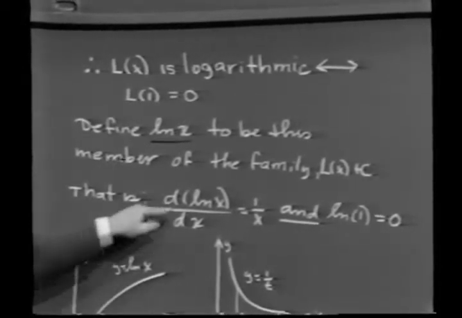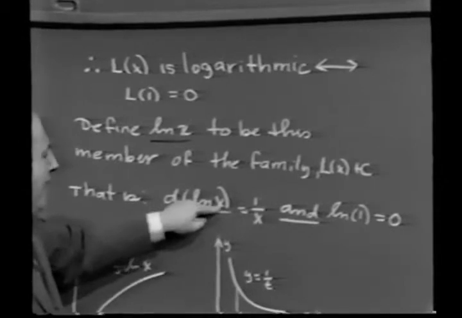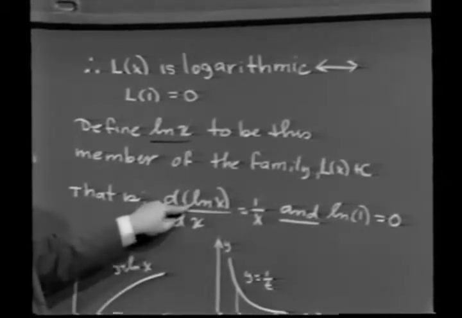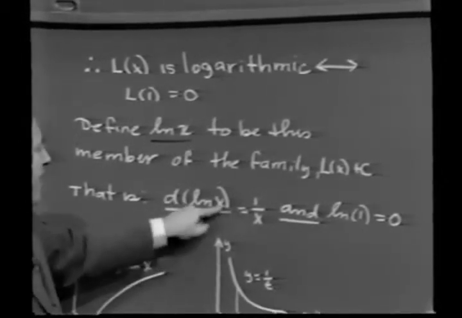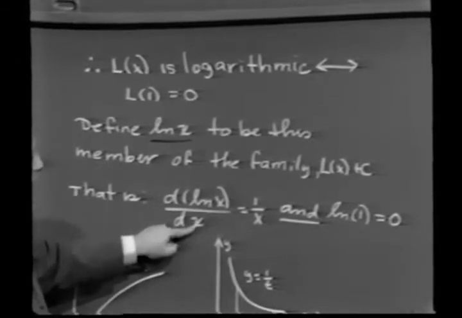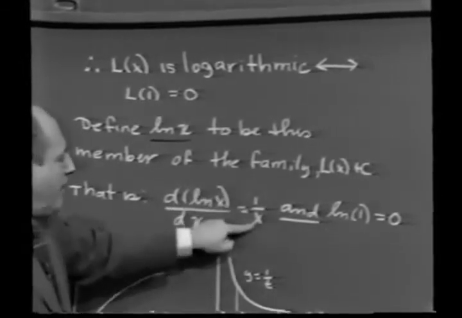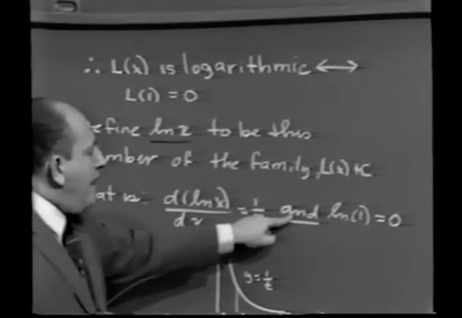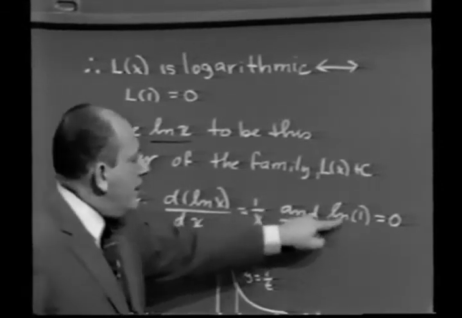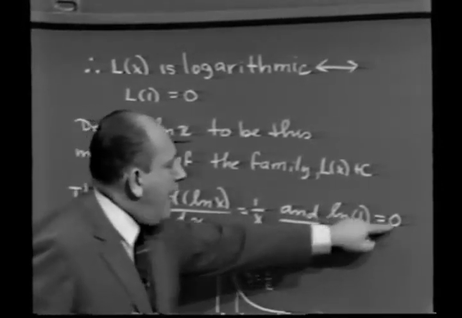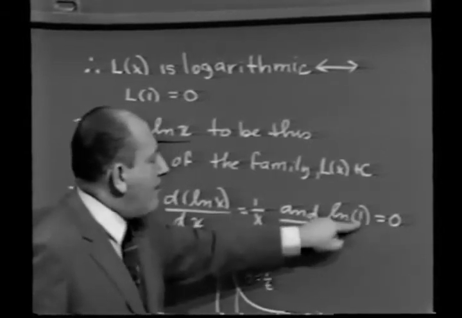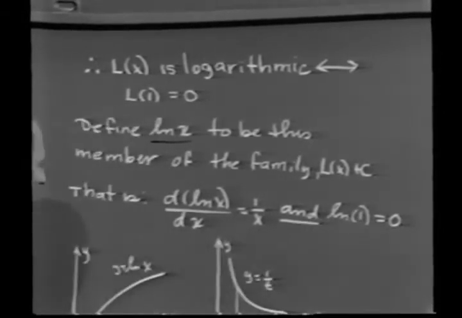In essence, then, what is Ln of x? I'll call it natural log. It's easier for me to say. The natural log of x is that function whose derivative with respect to x is 1 over x, and characterized by the fact that what? If the input is 1, the output is 0. In other words, the graph passes through the point 1, 0.